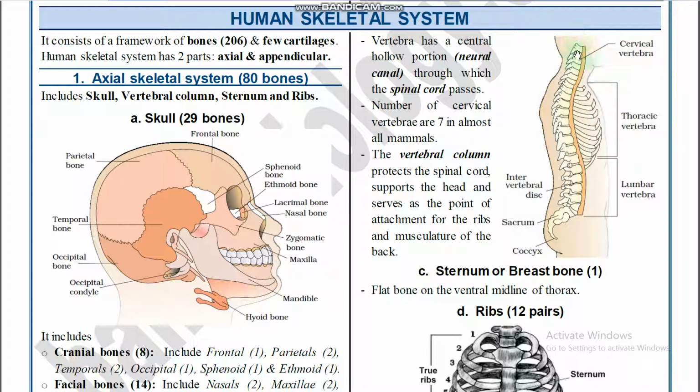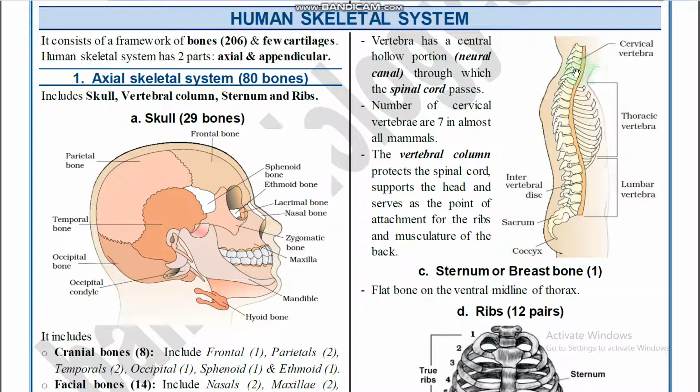So each vertebra consists of a central hollow portion. In the region of the vertebra, there is a central hollow, and along that hollow portion, what passes? The spinal cord passes through it. It extends from the brain up to the lumbar region. Up to this clear, so from the spinal cord, spinal nerve formation takes place. Spinal cord is one of the contents of what? Central nervous system, right?